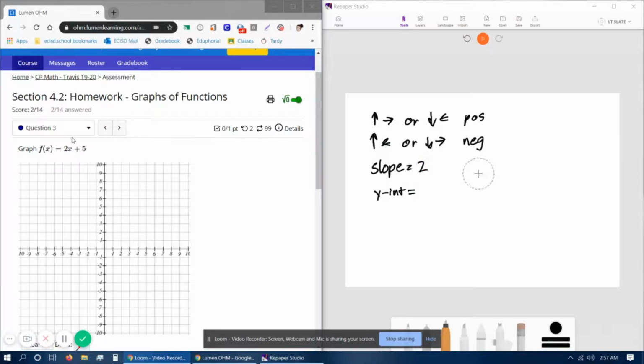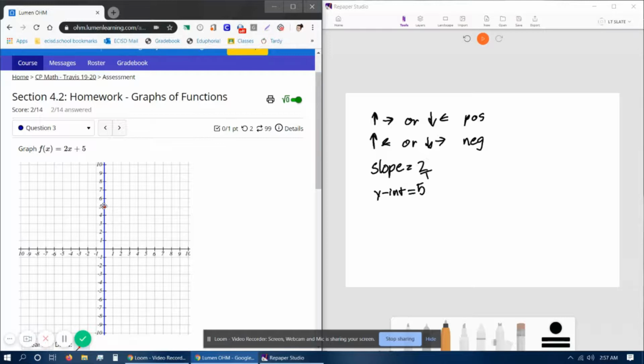And the constant is 5, so that's my y-intercept. I can place my first dot at my y-intercept of (0, 5). Now I can use my slope to find my rise and run. Since my slope is a whole number, I'll place a 1 under it to convert it to a fraction.